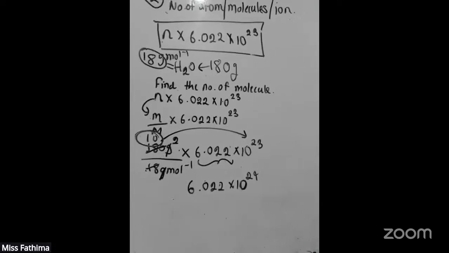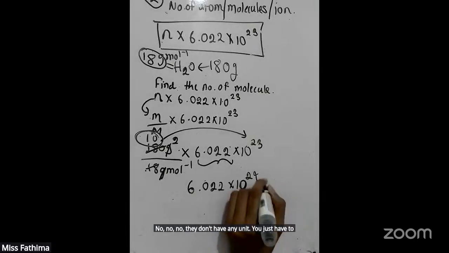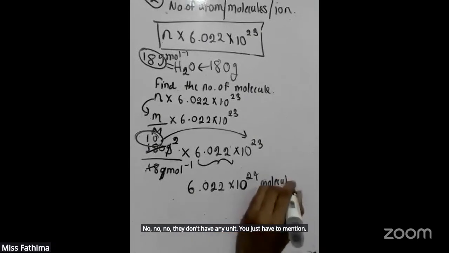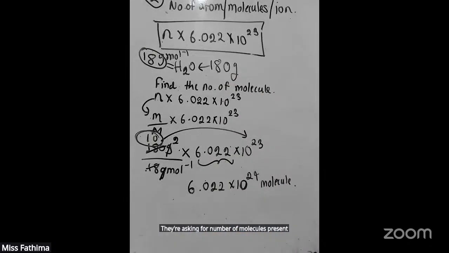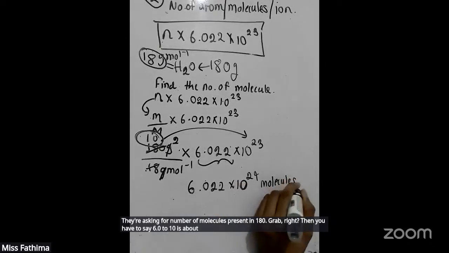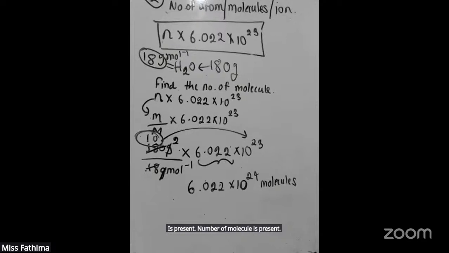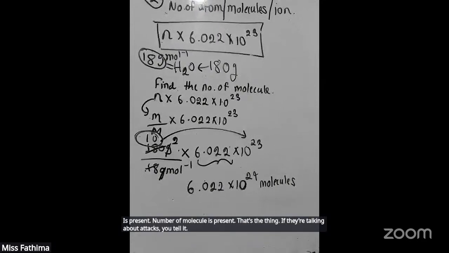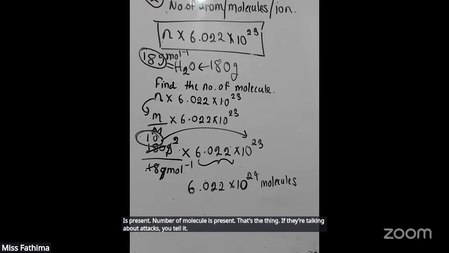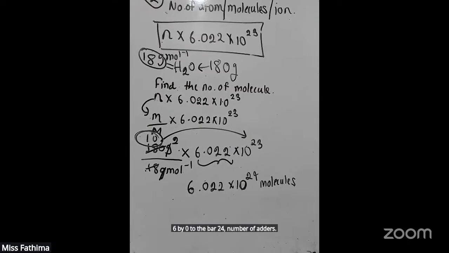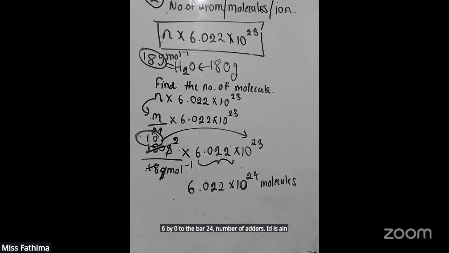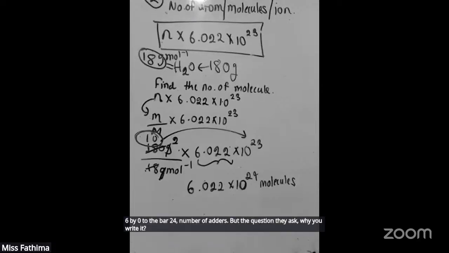No, they don't have any unit. You just have to mention it as molecules. They are asking for the number of molecules present in 180 grams. Then you have to say 6.022 × 10^24 molecules are present. That's the thing. If they're talking about atoms, you say number of atoms. Ions means you write it as ions. But whatever the question asks for, you write that.